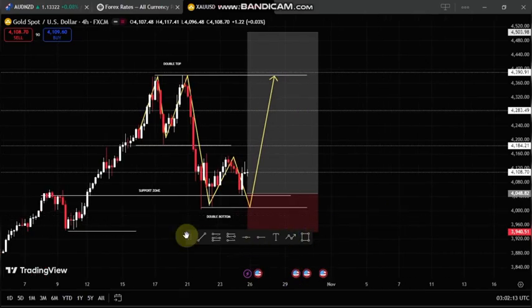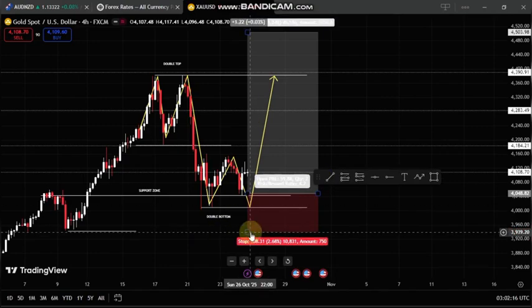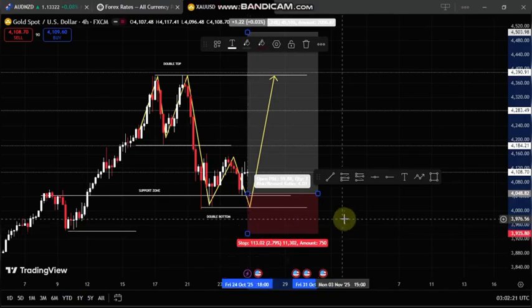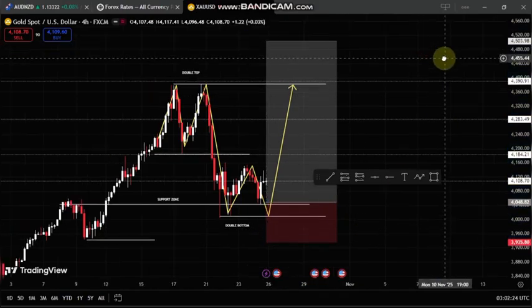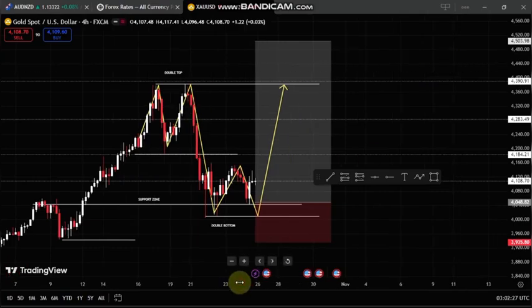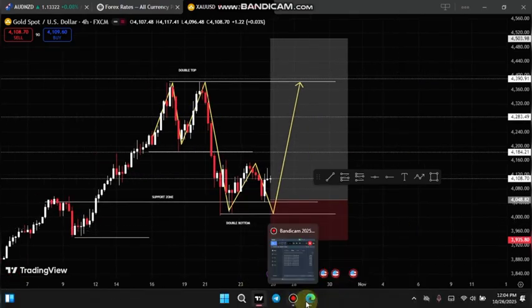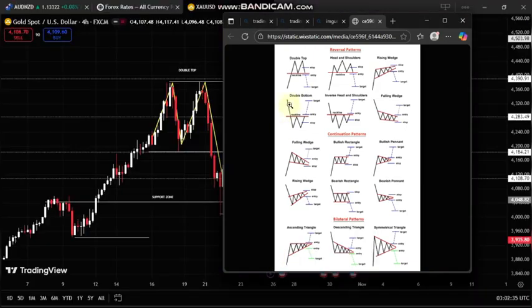Nothing much. My SL's got to be below this formed imbalance right here, or my SL's got to be just around this area in case. And yeah, that feels safe enough for me. I'm okay with this setup. Okay with what I'm seeing over here.